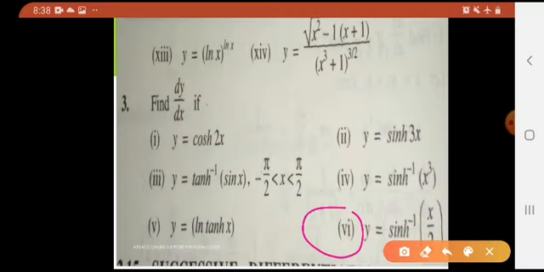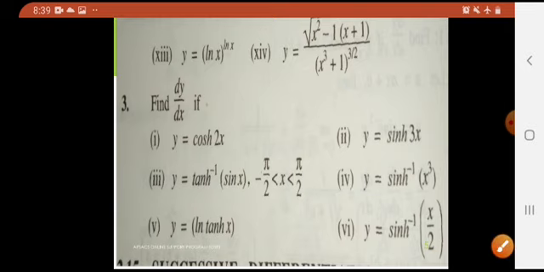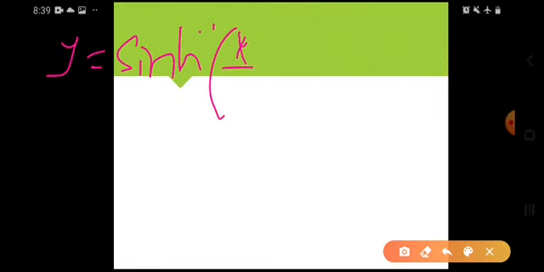Okay, that's it. Let us go to the last part of this exercise, which is y equals sine hyperbolic inverse of x over 2. Now, what is my x here? Let us first discuss what is a sine hyperbolic inverse of x. What is the derivative of that?